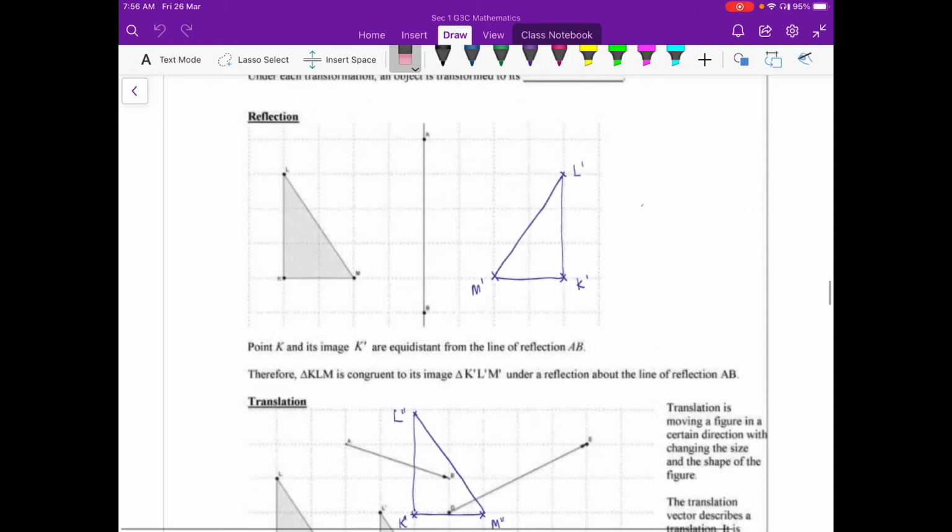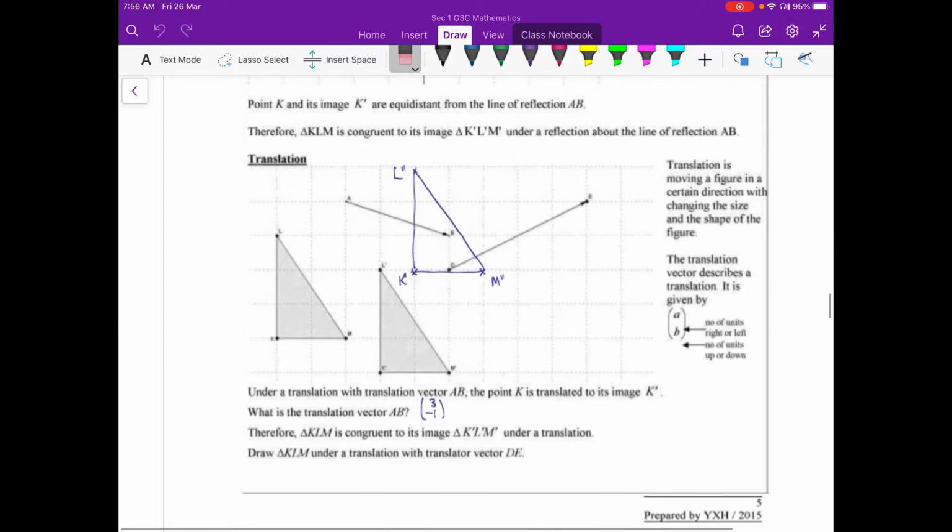And then we use the prime, one dash on the top right hand corner, as though it is a power 1, but it is not. It's a prime, okay, to indicate that it is a reflected point, an image. So in this case, a translation is just moving a figure in a certain direction. So it's just moving from one side to another side, from one position to another position.